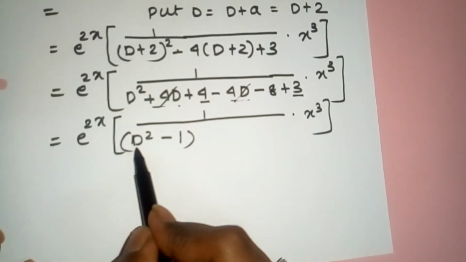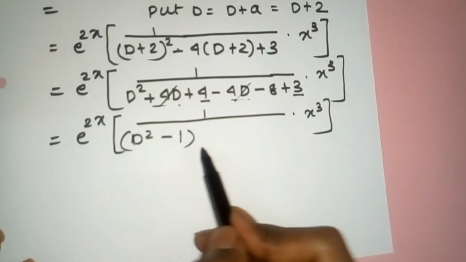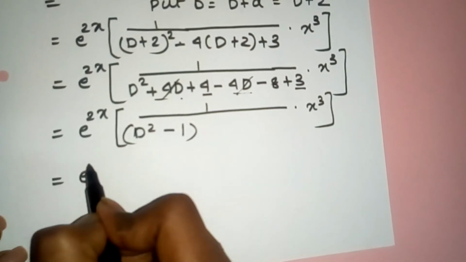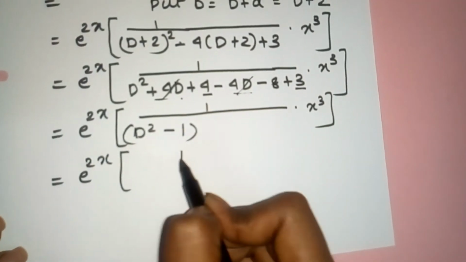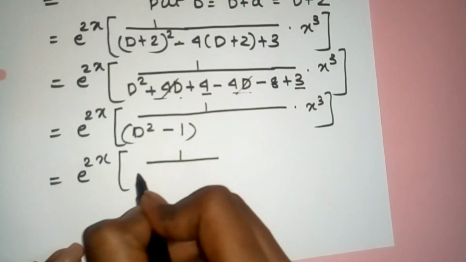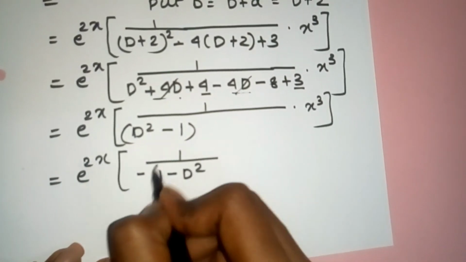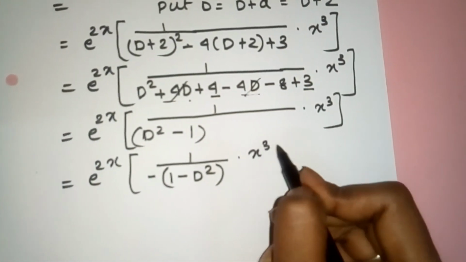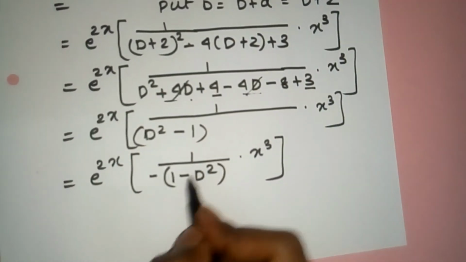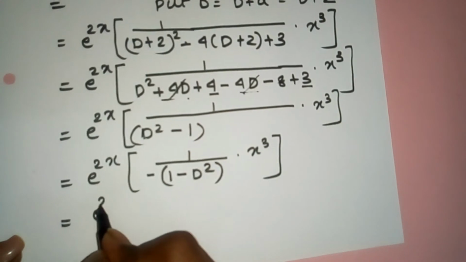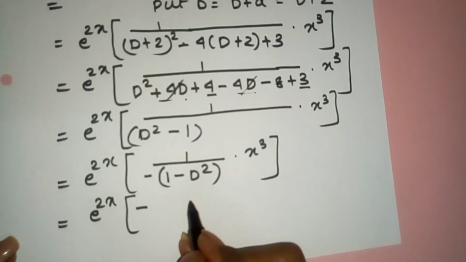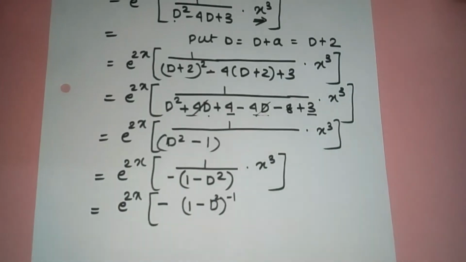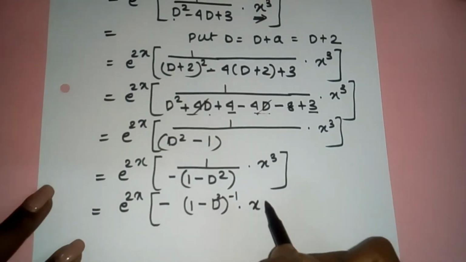So it is in the form of D square minus 1. Now we have to get it in 1 plus D or 1 minus D form. So as in previous sums, we'll try to solve this. E raised to 2x, it will become 1 upon minus 1 minus D square. Now we have arranged it in 1 minus form, into x cube. Now we'll take the inverse of this part. E raised to 2x, minus 1 minus D square inverse. Now after taking the inverse, we'll write x cube.